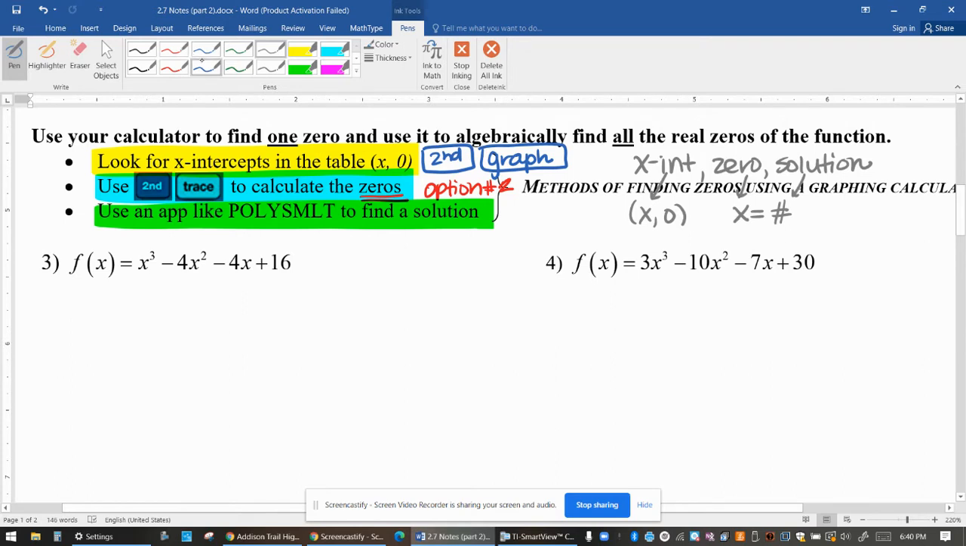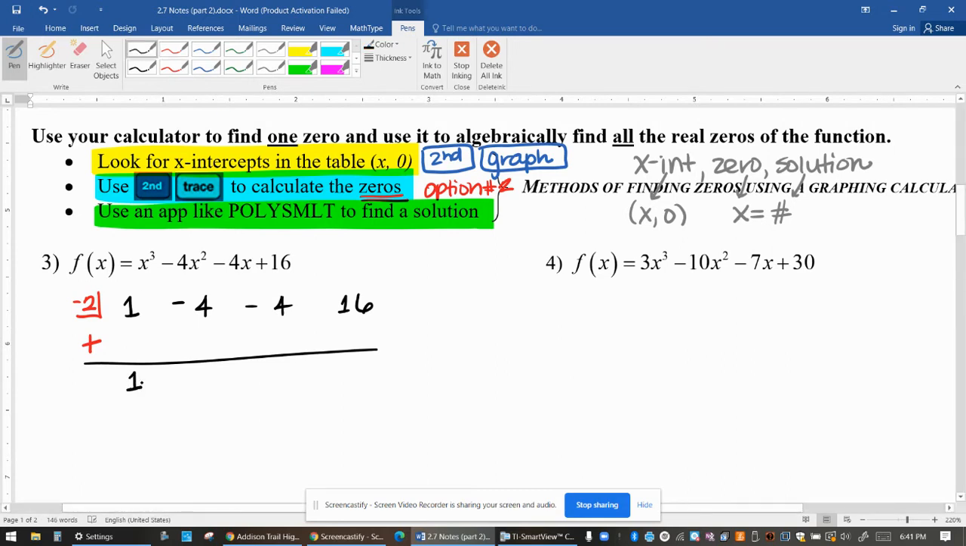Okay, so again, I used my table to find 1 zero, and that's what the directions say. Use your calculator to find 1 zero, and then use that zero algebraically to find the rest of the zeros. Since my zero was negative 2, that's a nice, clean, rational number. I'm going to go ahead and use synthetic division to break down this cubic into a quadratic. For synthetic, you want to use just the coefficients. Could you have used long division? Absolutely. You just would need to use x plus 2 as your divisor.